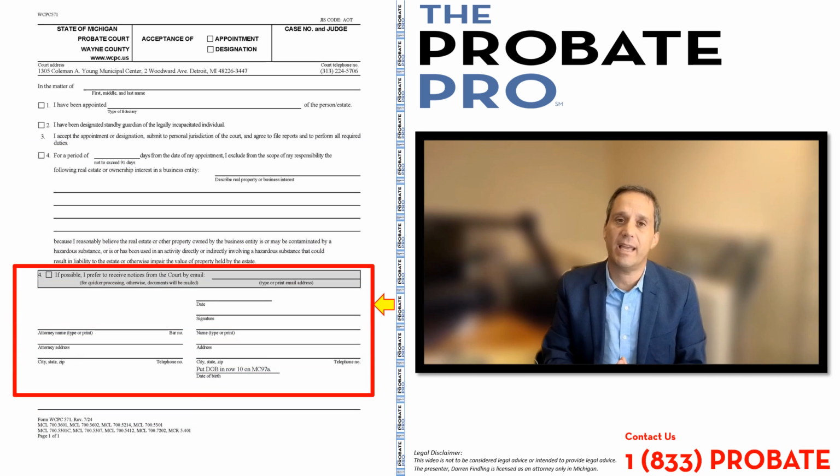Number 4, it gives you the option to receive the court communications via email versus traditional mail. And then there's a spot for the attorney to sign, as well as the signature and the completion of the information for the person that's signing the acceptance.